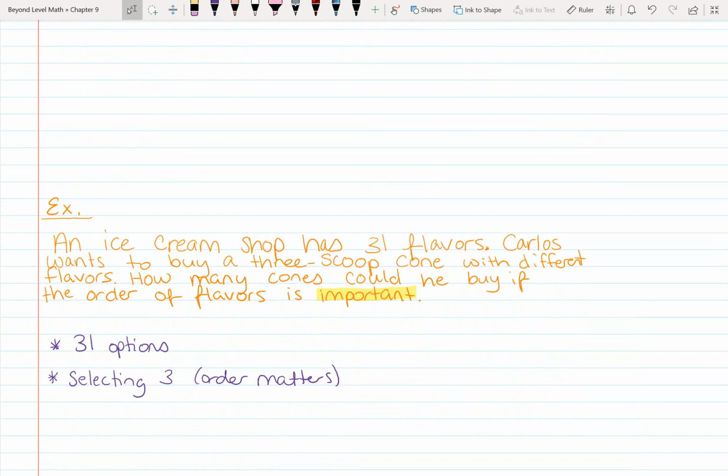Alrighty. An ice cream shop has 31 flavors. Carlos wants to buy a 3-scoop cone with different flavors. So that's telling us that order matters, right? He's not going to choose 3 scoops of the same flavor. He wants 3 scoops of different flavors. How many cones could he buy if the order of flavors is important? So he's got 31 options, and he's choosing 3. And he said order matters. So if we were typing this into our calculator, it would be 31 nPr 3.